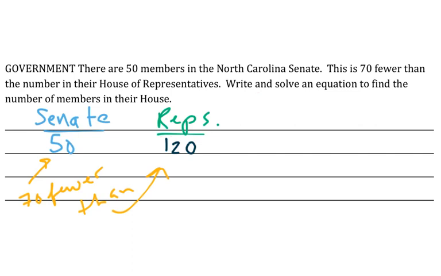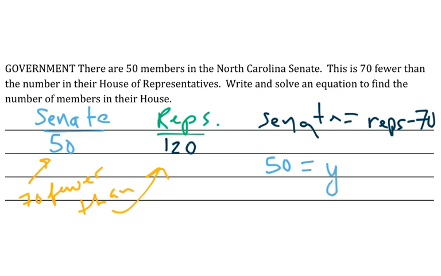So let's think about it. Well, if we wanted to write this up perfectly, we'd be like, well, the Senate is going to be equal to whatever the reps are minus 70. And I'm writing this out in words where we'd have total variables, because I think that might help you see that 50, well, we know the Senate, is equal to, I'll use y this time, minus 70. If this were a word problem where I was dealing with like speed or distance, I wouldn't use y. I'd probably use variables that are the first letter of those words and go from there.